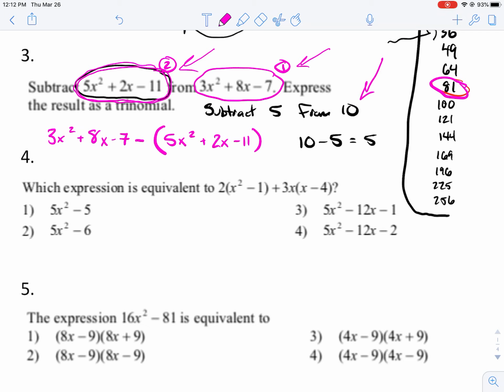Okay, so that's why it's always important to make sure that you're always putting things in parentheses in these sort of problems. Okay, so when I say subtract 5 from 10, subtract this from this, okay, you want to make sure that this whole trinomial, you hug it with your parentheses. Okay, so that means we're going to have to distribute this -1, in which case we're just switching the signs. So 3x squared plus 8x minus 7 minus 5x squared minus 2x plus 11.